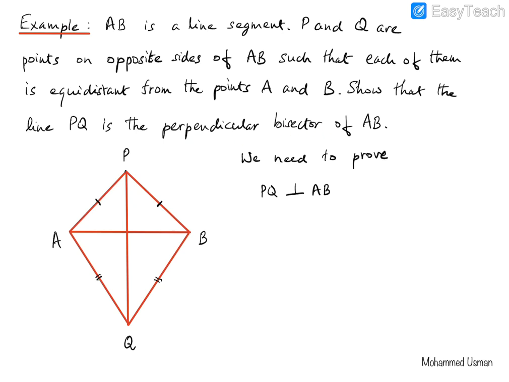That means we need to prove that, letting the point of intersection of PQ with AB be called point C, which is this point here. Because it's a bisector, it means the line AB is divided into two equal halves by this line PQ. So we need to prove that AC is equal to BC. We need to prove PQ perpendicular to AB and AC is equal to BC. So these are the two things we need to prove.